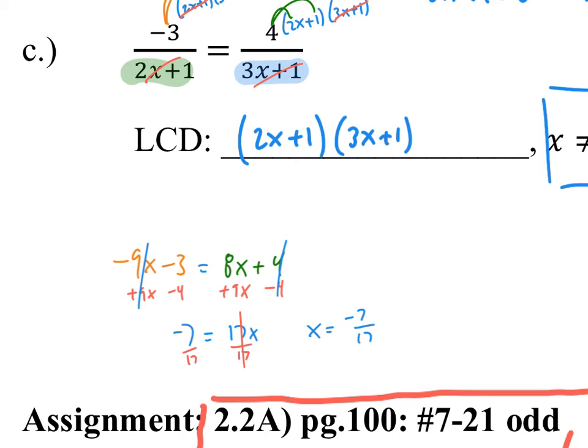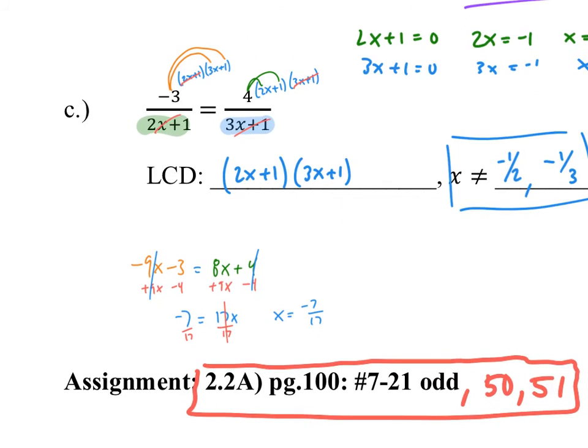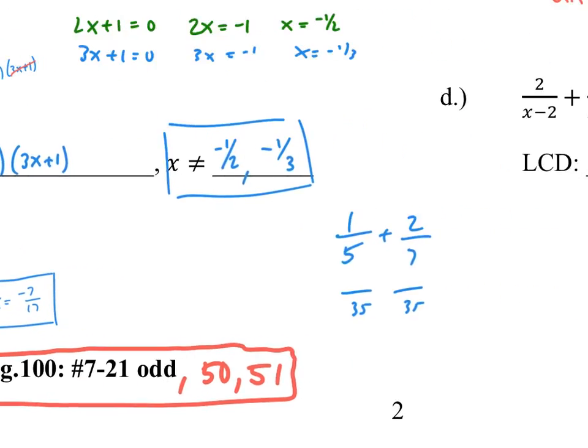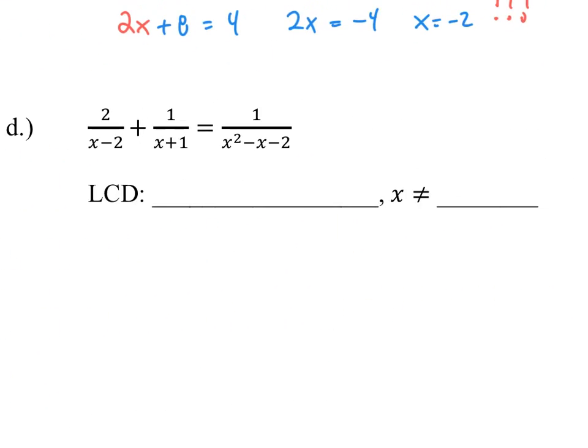So does that equal anything I said it couldn't equal, right? Is -7/17 equal to -1/2 or -1/3? Nope. So that's good to go. Okay. So again, make sure you're considering what x can't be first, and then figure out what x is, and then if those match at all, that means no solutions. Okay. Last one. All right, long video here.